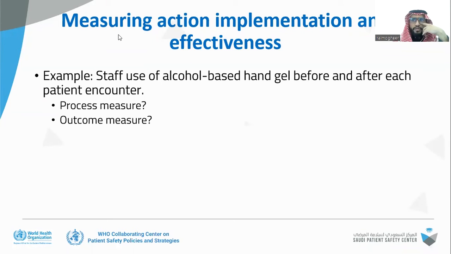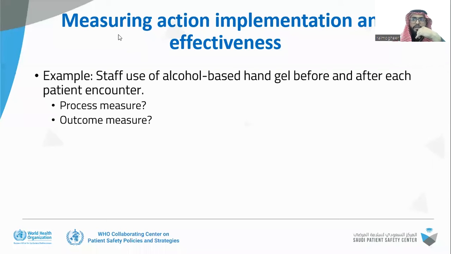So I will repeat the question. This is an example. If an action required beta testing of new technology to improve staff use of alcohol hand gel before and after each patient encounter, what is a process measure for this action, and what is the outcome measure? So compliance rate of using gel is process. Nice. Number of contact infections caused by healthcare, this is outcome. Nice. Excellent.